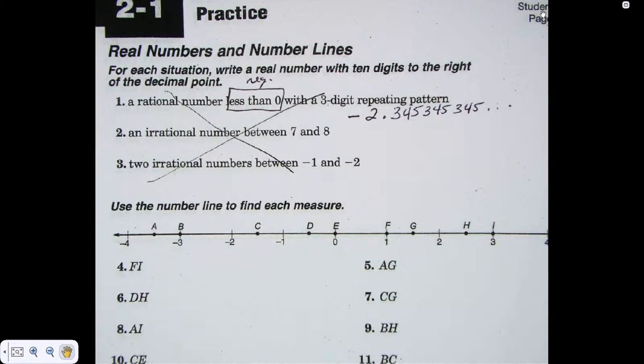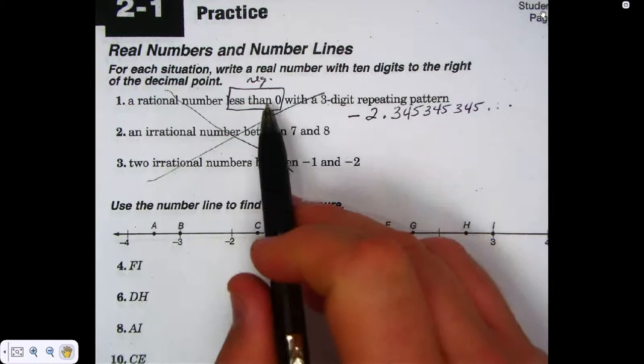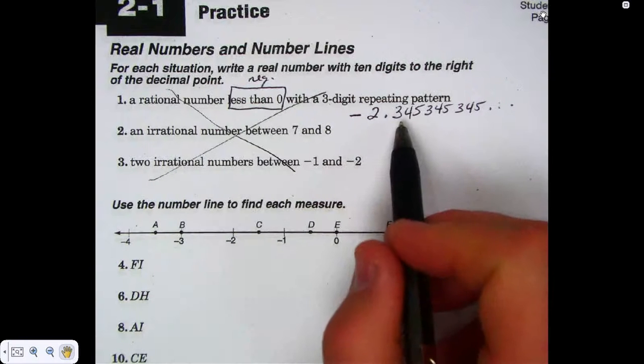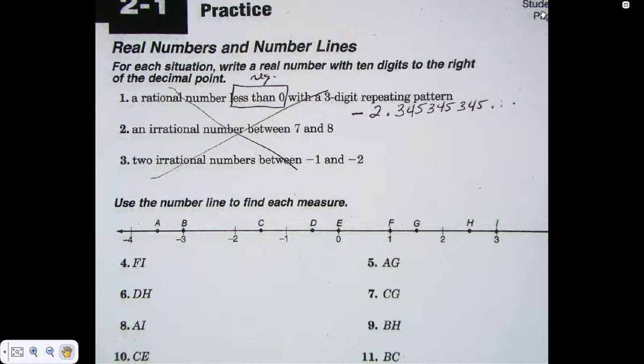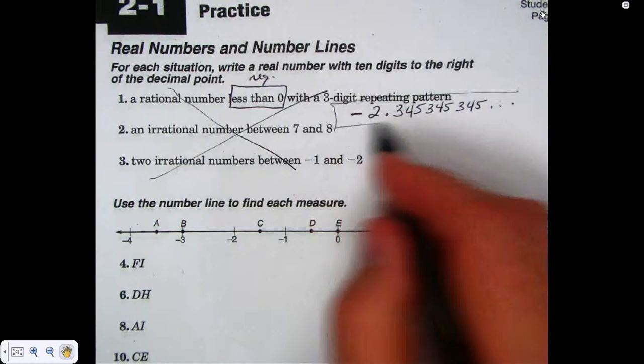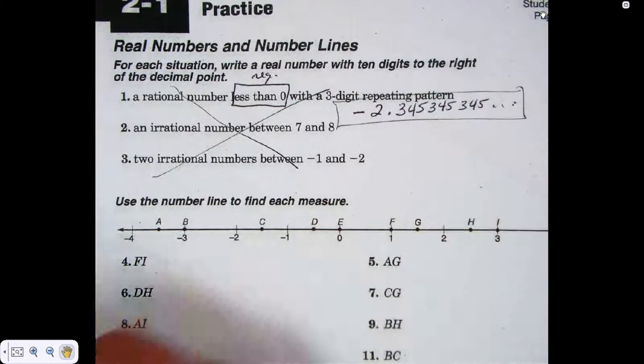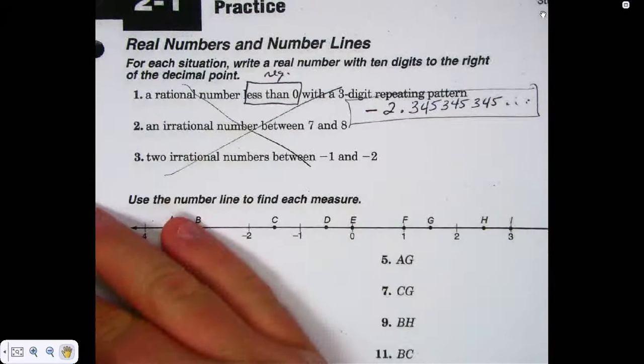Okay, is this number less than 0? Does it repeat? Does it have 3 digits repeating a pattern? So did it satisfy the conditions? That is a valid answer. I put ... to indicate it goes on forever and ever.